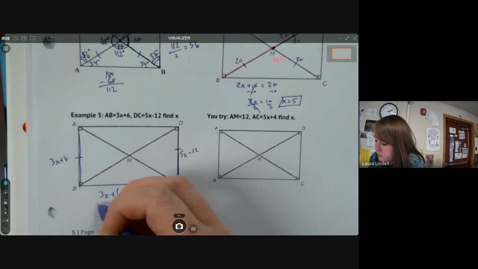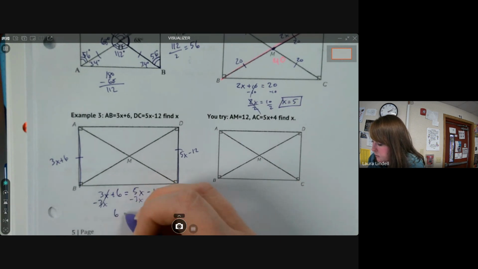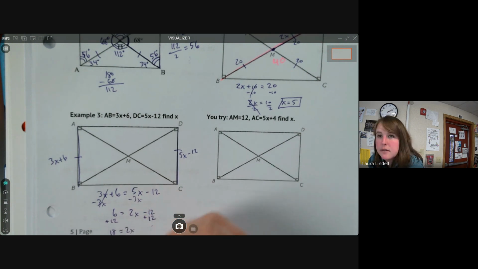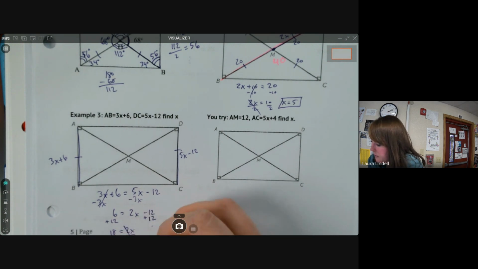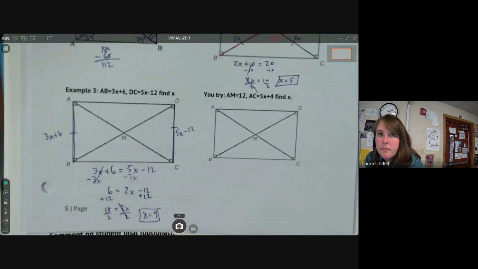So we're going to go subtract 3x on both sides. We get 6 equals 2x minus 12. Add 12 to both sides. We get 18 over here equals 2x. And then divide 2 on both sides, and we get that x is 9. Okay. So those are 3 different kinds of problems that you might see involving rectangles.